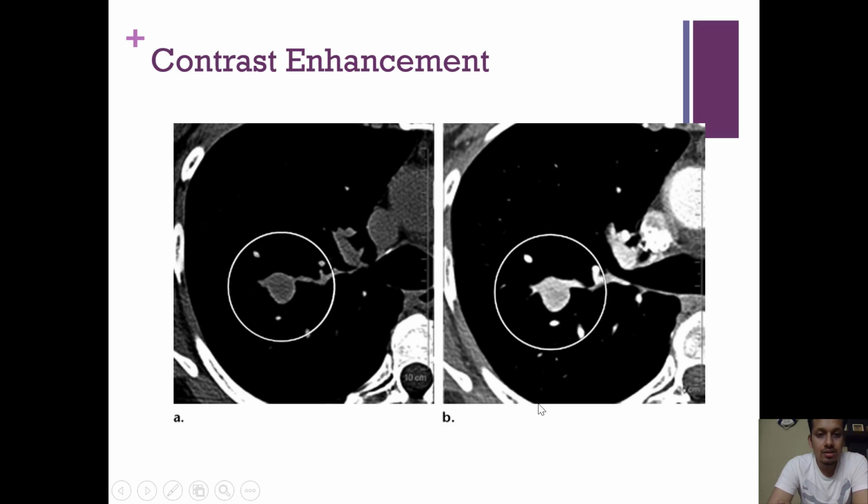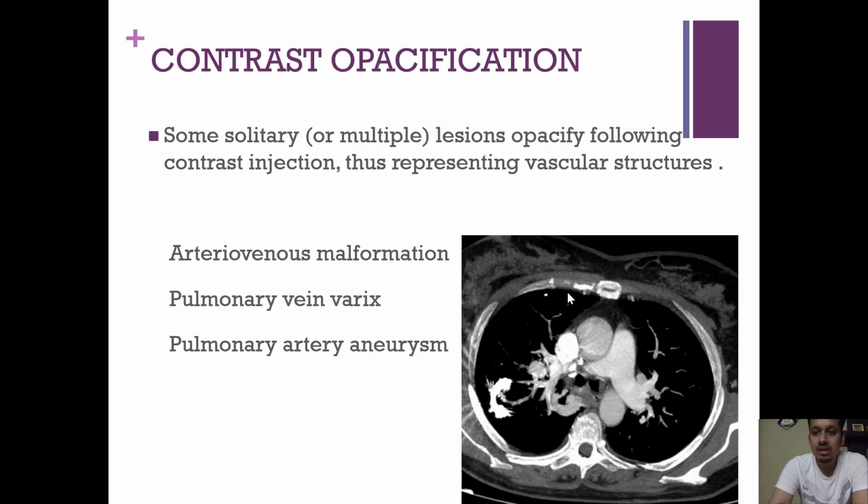Here you can see that there is a lesion which actually has low attenuation. After the contrast is given, there is a contrast enhancement. This is actually a marker of malignancy. But what happens if after the contrast the lesion entirely becomes white or hyperdense? Then the lesion is more likely to be a vessel. So this is more likely to be an arteriovenous malformation because the contrast is entirely taken up by this vessel.